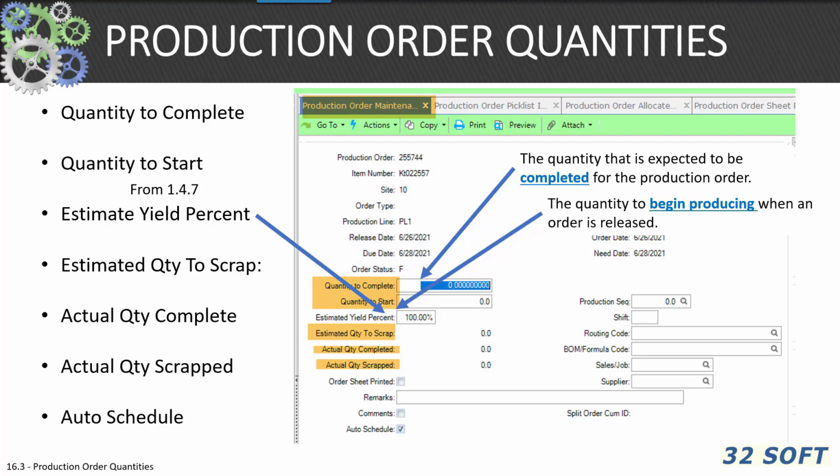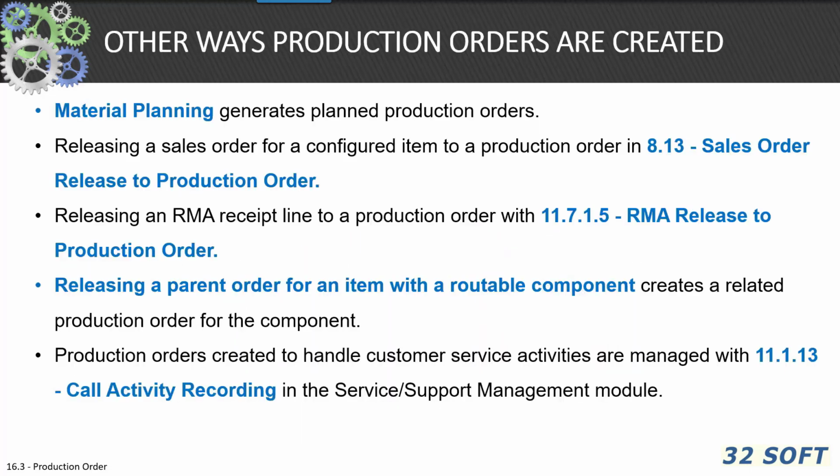1.4.7. You can put in both the quantity complete and quantity start equal. You can put in quantity start and it'll calculate the quantity complete. Same in reverse, it'll calculate what you estimate to be scrapped. You've got some actual quantity complete and actual scrapped values that you can use there. And then there is this new auto schedule functionality in the production orders. Lots of other ways to create production orders.